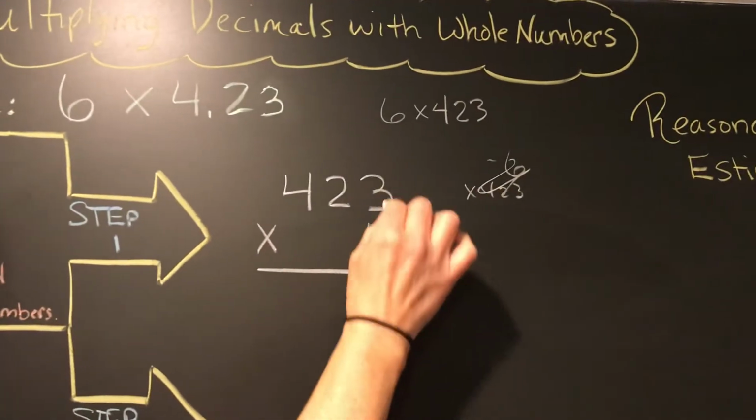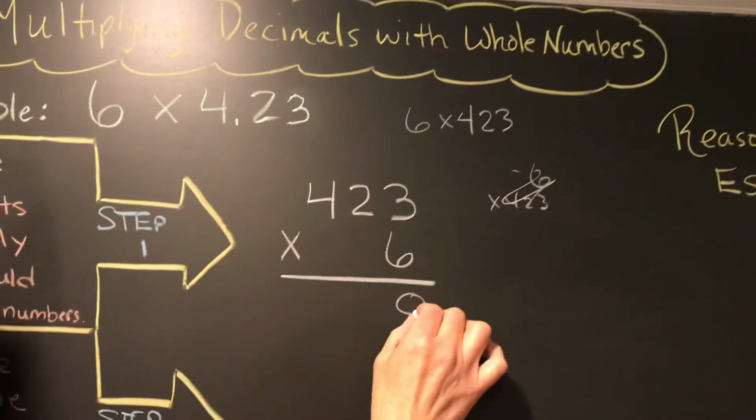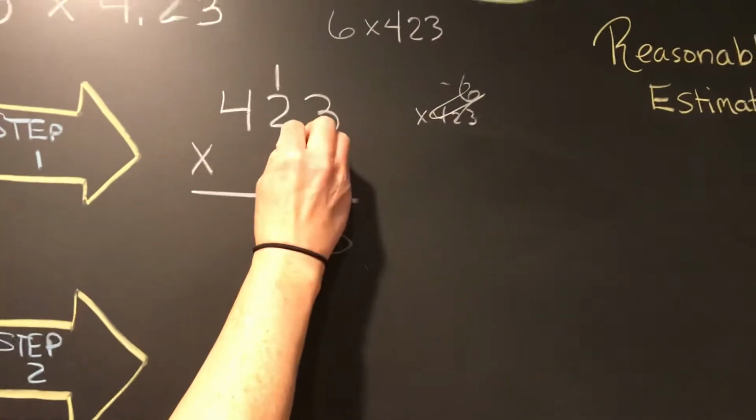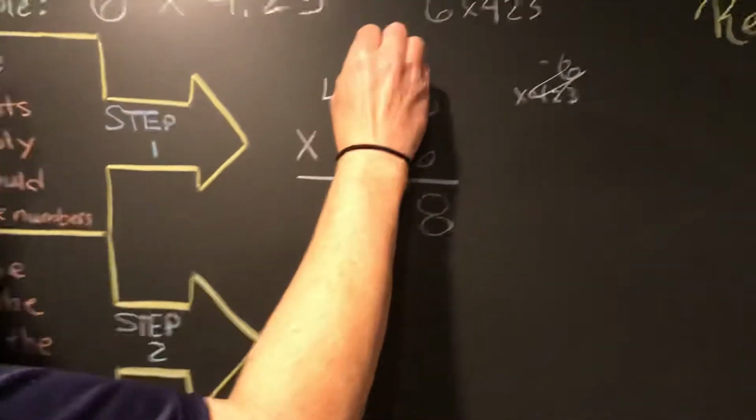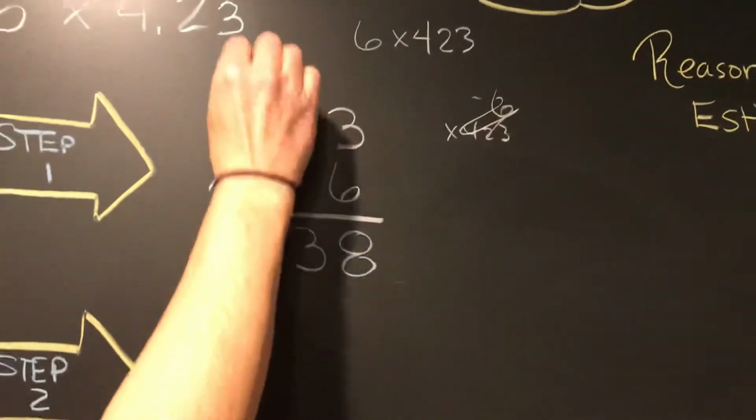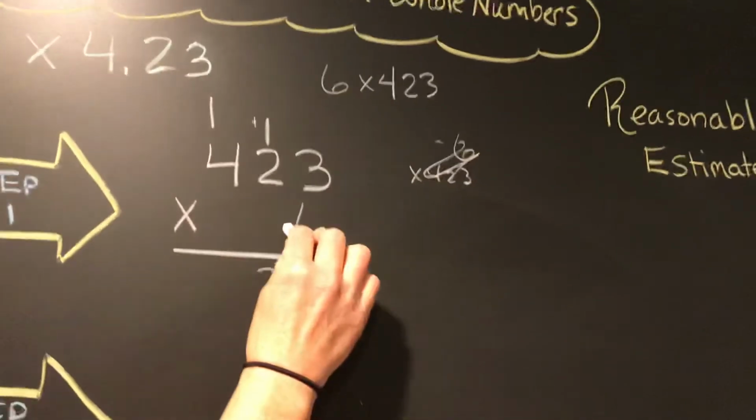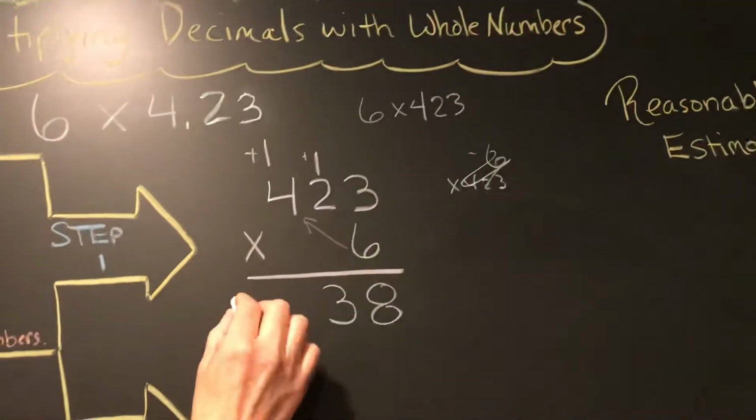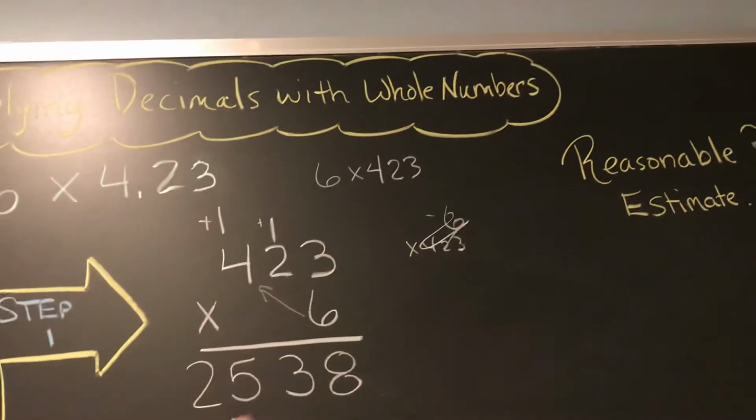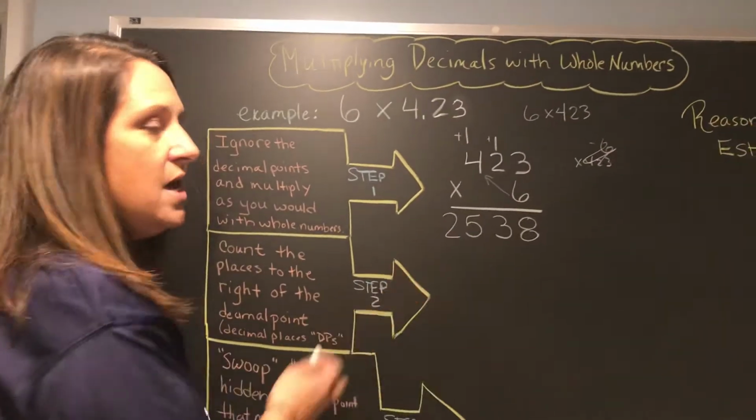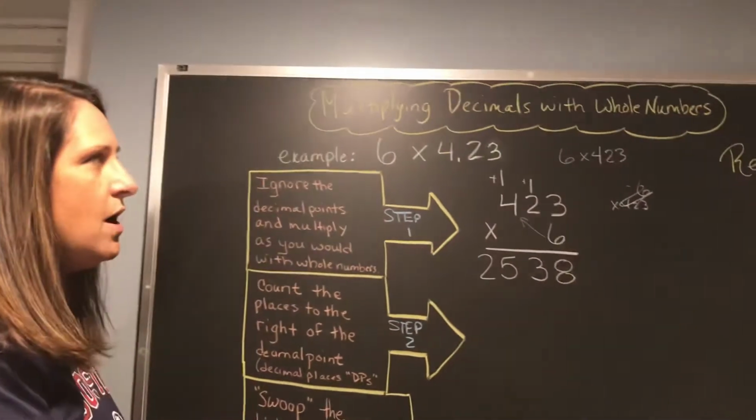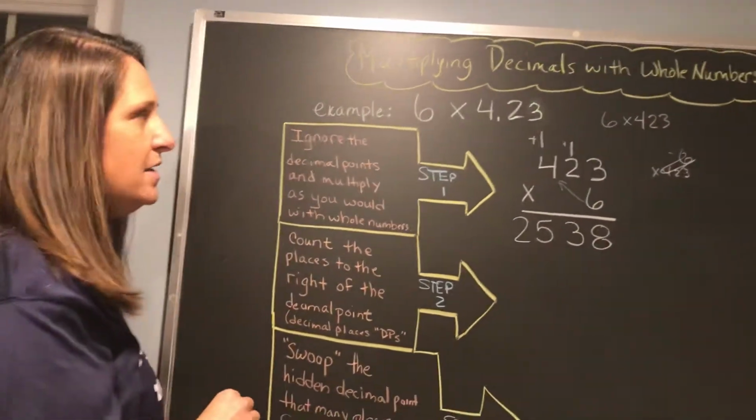So multiply 6 times 3 is 18. Carry the 1 above the 2 in the tens place. 6 times 2 is 12, plus 1 is 13. Carry the 1 above the 4 in the hundreds place. And then finally 6 times 4 is 24, plus 1 is 25. So my whole number answer, or 423 times 6, is 2,538.